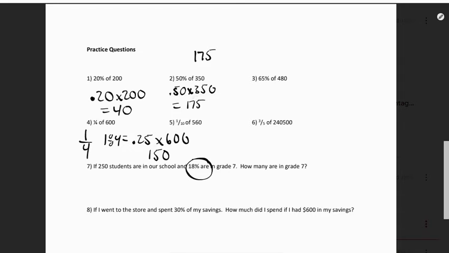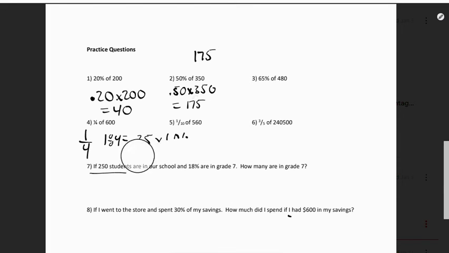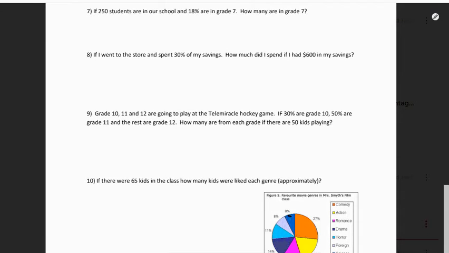18% during grade 7, about 250 students, so you just take 250 times 0.18, which equals 45. Same thing here: 30% of a total of 600, 0.30 times 600, and you get 180. I'm being quick because it really is just that straightforward. It's changing your percent to a decimal and multiplying. And that's basically how you solve every question in this grade 7 unit when you're dealing with percentages and circle graphs.